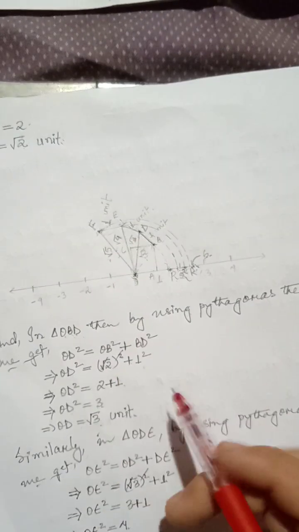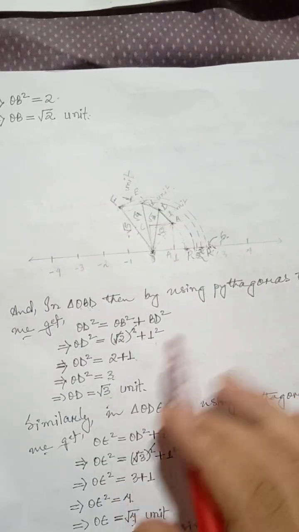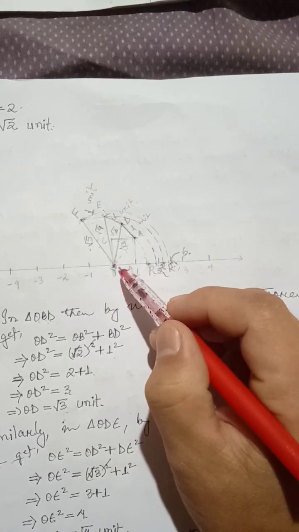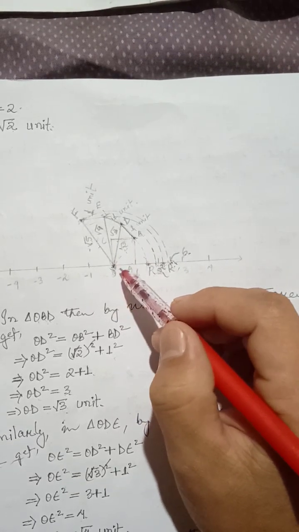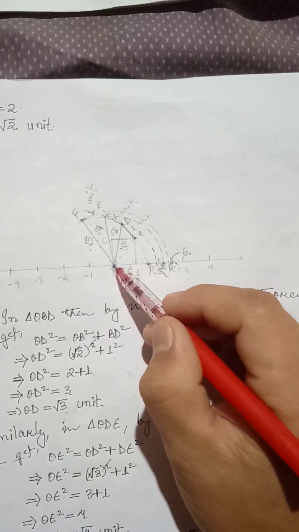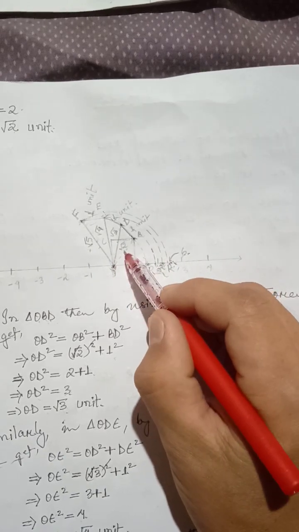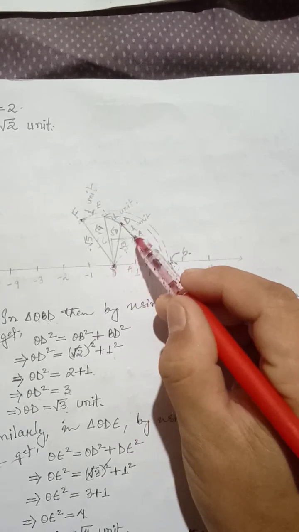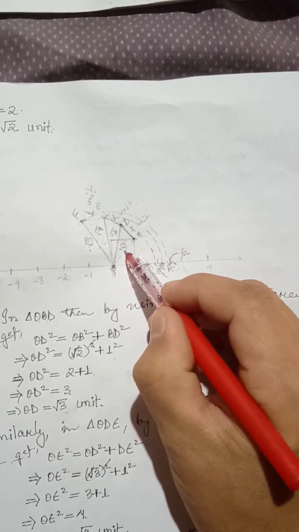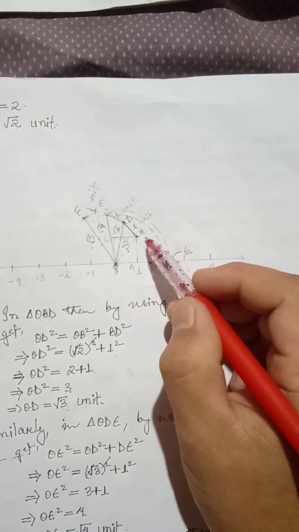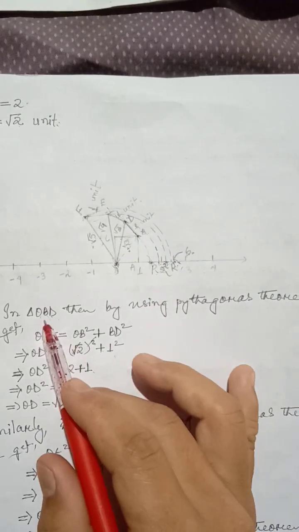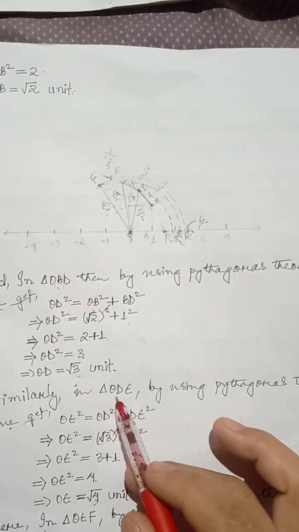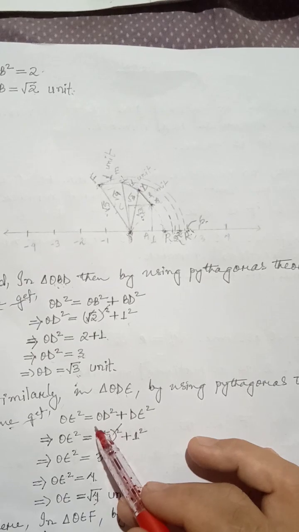Then we already did this one in the discussion we just had. Actually it is a square, so we join this and we find this as root 2. By using this we have to find this triangle, or BD. Here it is root 2, here it is 1. By using Pythagoras theorem in triangle OBD, we got root 3. By using Pythagoras theorem in triangle ODE, we got these values.